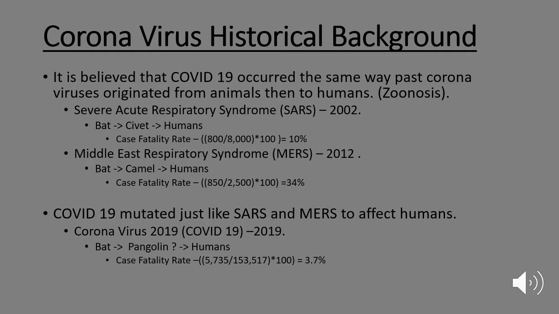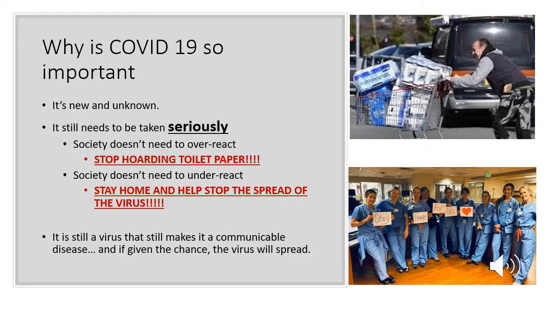So when we have this historical background and we're comparing it to SARS and MERS, that is what we are talking about. Why is COVID-19 so important? Again, it is novel or new. It is unknown. Yes, we have SARS and MERS to compare it to, but it itself is new and unknown. It still needs to be taken seriously. This is why we're pushing this forward and giving you all this information, so that society doesn't need to overreact. So stop hoarding all the toilet paper. It's not going to do you any good. It's affecting other people. Don't overreact. Just take it seriously, but don't underreact.